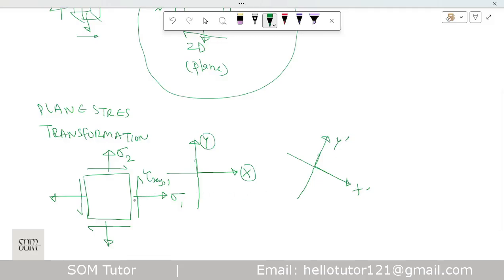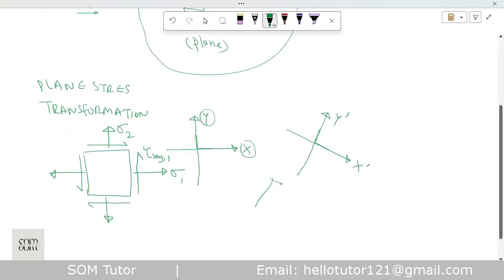Then what is going to happen to these stresses? So when we rotate it like this, right, initially it was sigma 1, so it is going to be sigma 1 dash, right?